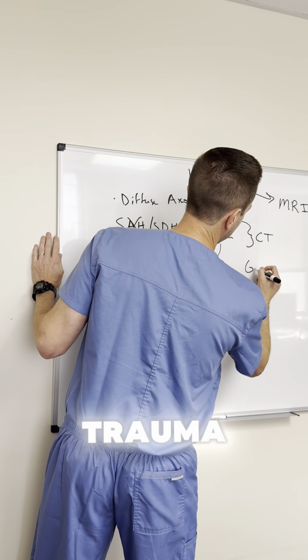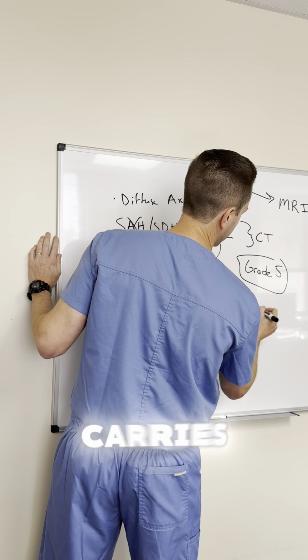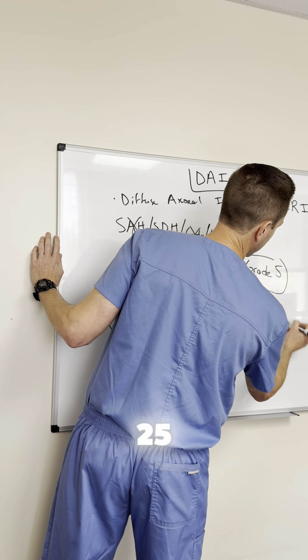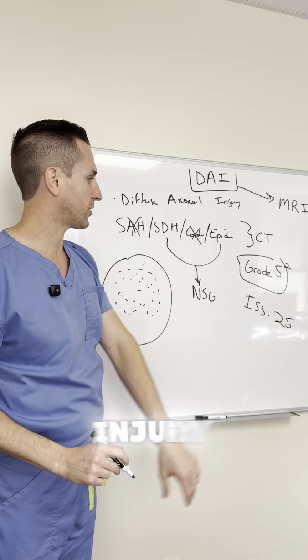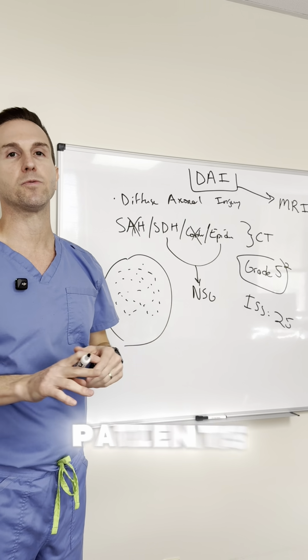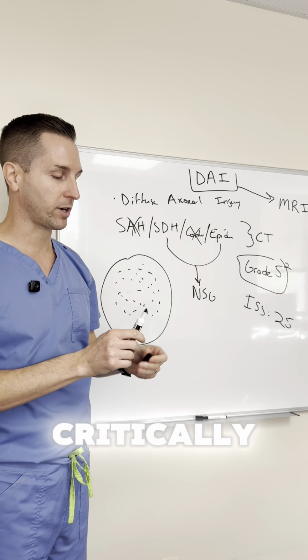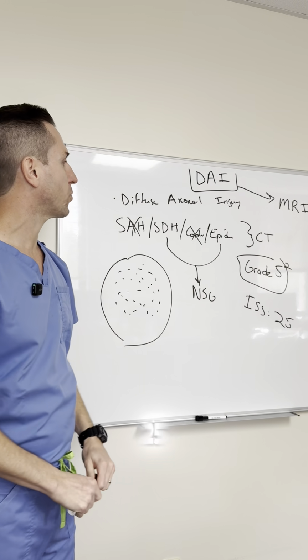And in our trauma grading, this is a grade 5 injury, which then carries an ISS of 25 because you square the AIS injury grade. And so again, this carries heavy weight. So patients with an ISS of 15 or more are critically injured. So with just that injury alone, your ISS is 25.